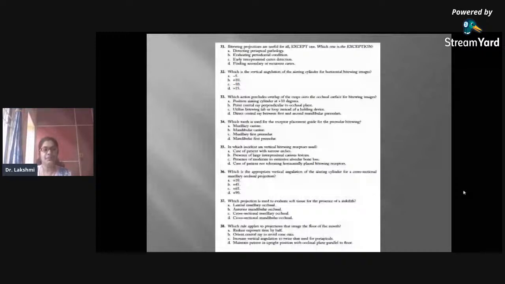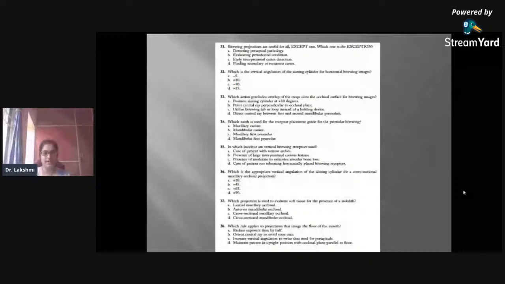37th question, which projection is used to evaluate soft tissue for the presence of a xylolith? Okay, that is D, cross-sectional mandibular occlusal view is used. So 38th question, which rule applies to projections that image the floor of the mouth? That is the first one, reduce the exposure time by half, because floor of the mouth is more of soft tissues. Okay, so that is the rule. 38th, and option is A.